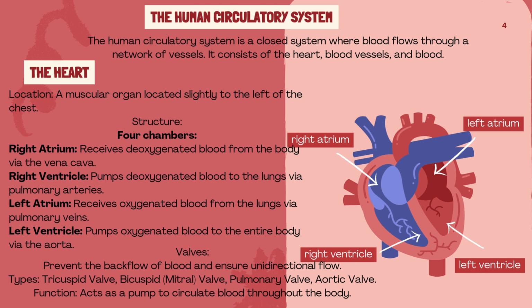Valves prevent the backflow of blood and ensure unidirectional flow. Types: tricuspid valve, bicuspid or mitral valve, pulmonary valve, aortic valve. Function: acts as a pump to circulate blood throughout the body.